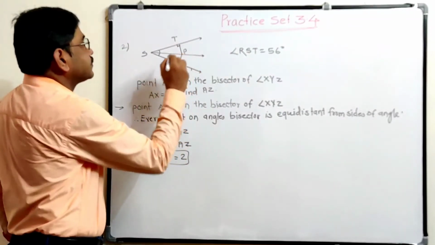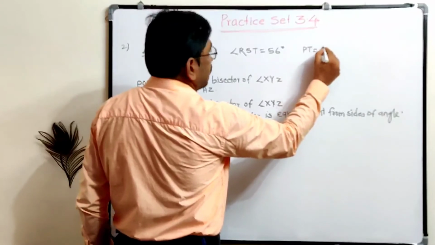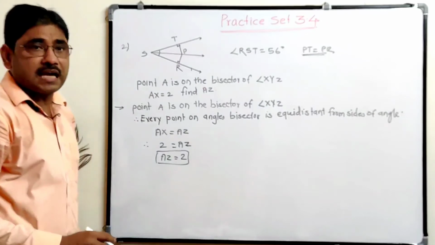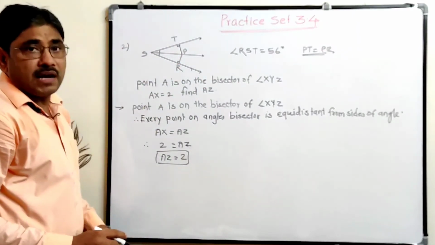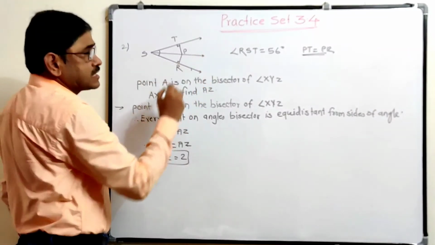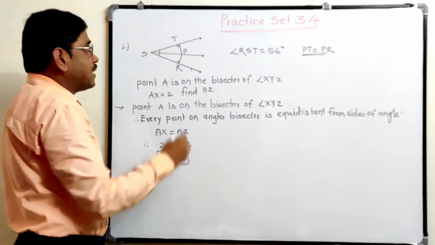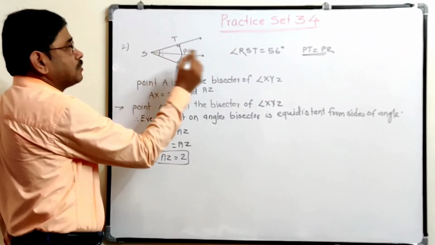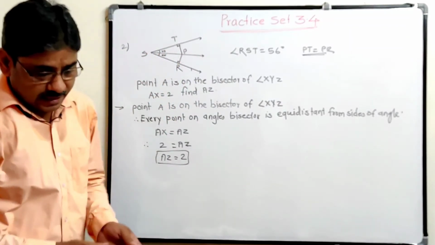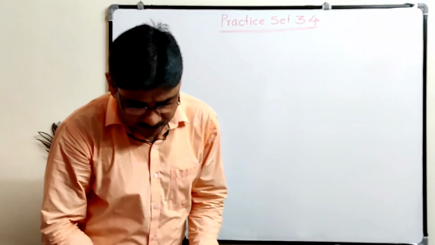Now what is given? This PT is equal to PR. A point which is equidistant from the side of an angle lies on the bisector, and therefore what we can prove? This ray SP is the bisector of angle TSR or RST, and bisector means each angle is half of the 56, means this is 28, this is 28. So in this way we can complete that second sum. Now let us see third sum.